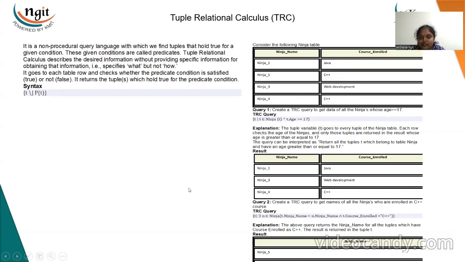And the next is, I wanted to get only the names of all the ninjas who are enrolled in the C++ course. So here I have two records who have enrolled in the C++ course. I wanted to retrieve only that set of records. So we can mention here, the set of records, there exists records which belong to ninja, such that the record name matches the name of the ninja who is enrolled in the course called C++. Right? So we will be able to get only ninja 5 and then ninja 4. Only those names are going to be retrieved.